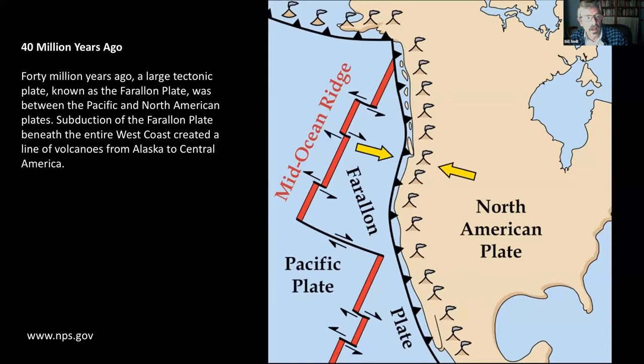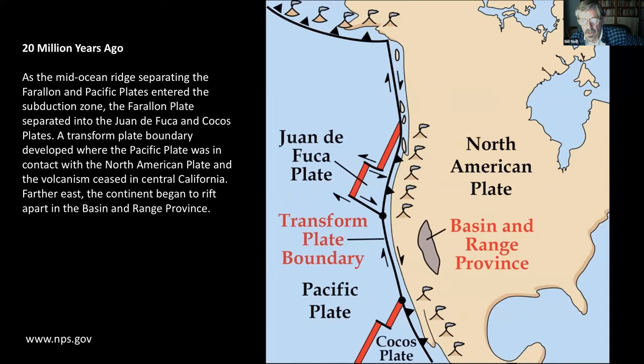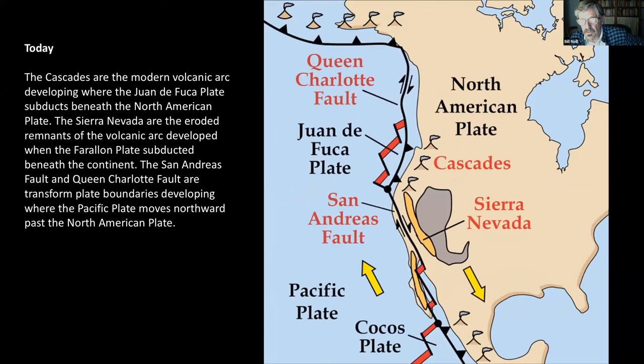So, going back 40 million years ago, the mid-oceanic ridge was further offshore, and this very large offset is what impacted North America, and that's what started then the San Andreas type motion. So this is at 40 million years. This is at 20 million years with the basin and range starting. And this is the present condition.